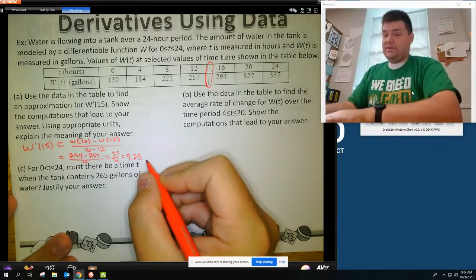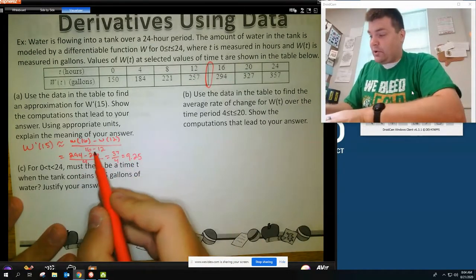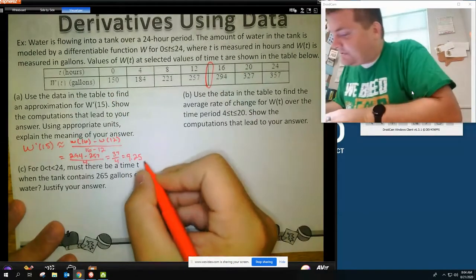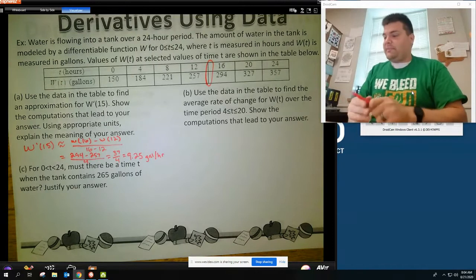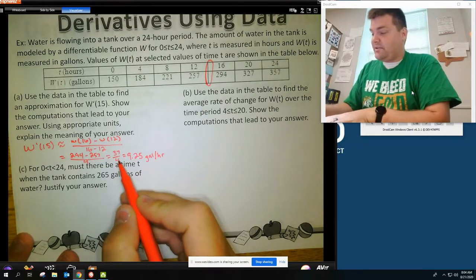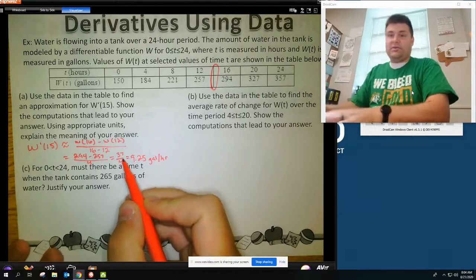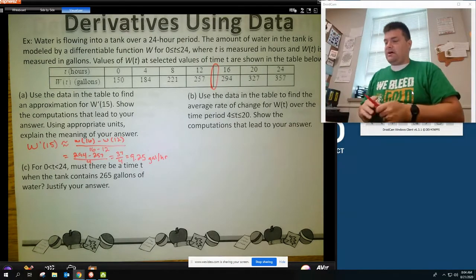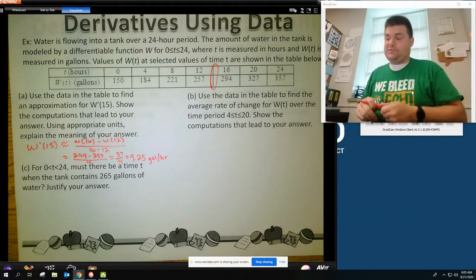Now here's the important part, the units. It says using appropriate units. Now, W represents gallons, and then the bottom represents time. So it's really gallons per time, and the time is represented as hours. So this is going to be gallons per hour. Now, here's the great thing about calculus when you take the AP exam. You don't need to go from 37 over 4 to 9.25. You can actually just leave it as this, and you'll get full credit. So just be aware of that. You don't need to, but I showed it just so you can get an idea that it's changing at about 9.25 gallons per hour.